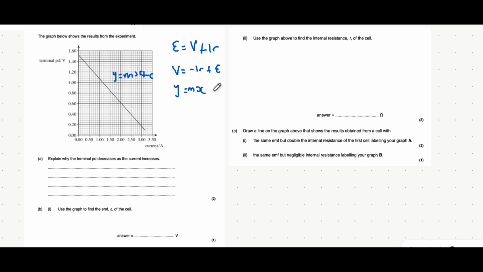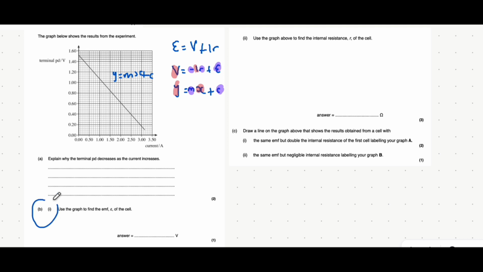Now, if we write out the rest of mx plus c and compare coefficients, what we see is that because the y-axis is covered by the voltage and the x-axis is covered by the current, m, which gives the gradient of the curve, gives you minus the internal resistance. It also tells you that the y-intercept gives you the EMF. So here, the y-intercept of the graph, where it crosses the y-axis, will give you the EMF, and the gradient of this graph would give you minus the internal resistance.